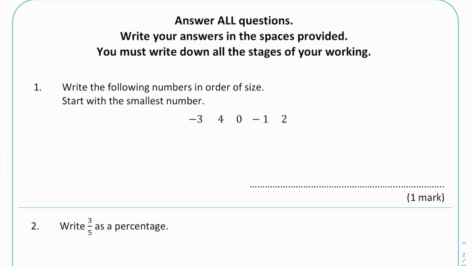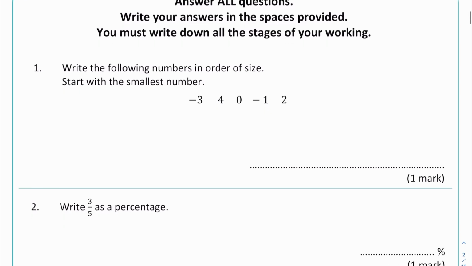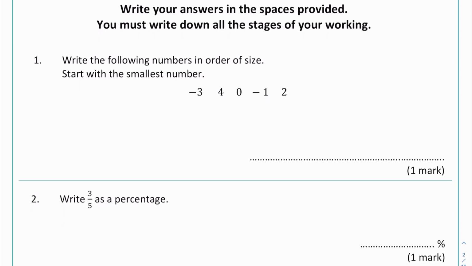But we're going to get started with question 1. It says here, write the following numbers in order of size, start with the smallest number. We've got some negatives involved, so we want to get that biggest negative to start with. So we're going to start with that -3 and then go for our next negative, which is -1. Then we've got 0, then we've got 2, and then we've got 4. So that's all just about having a good understanding of a number line. So hopefully a nice easy question.